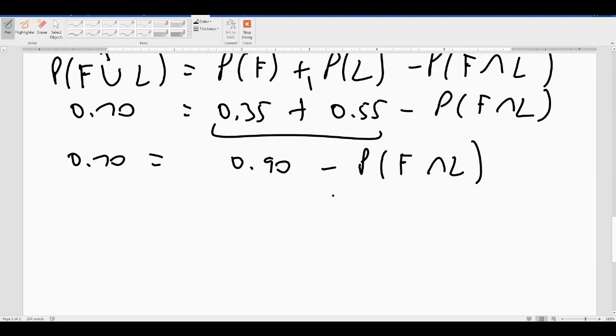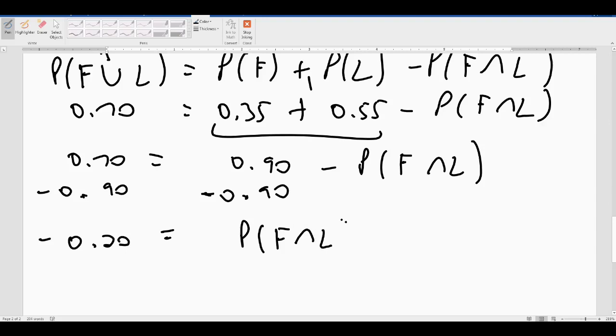Now the way I would actually solve this, I would actually add this over and subtract the 0.70, but some people don't like that, so I'm just going to go ahead and subtract the 0.90 from both sides to isolate our variable. And so 0.70 minus 0.90 is not 0.20 because it's a negative. We're taking away more than we have. And this is not the probability of F intersect L, because we can't have a negative probability.